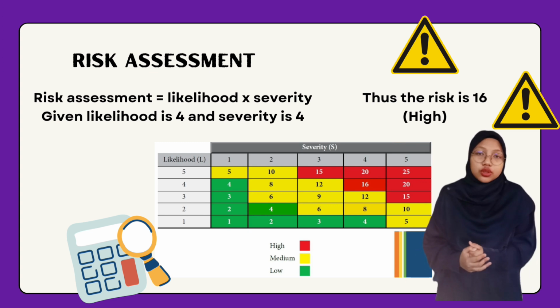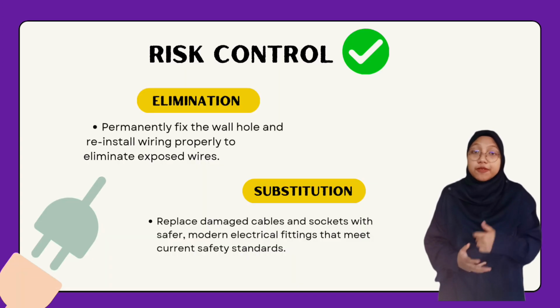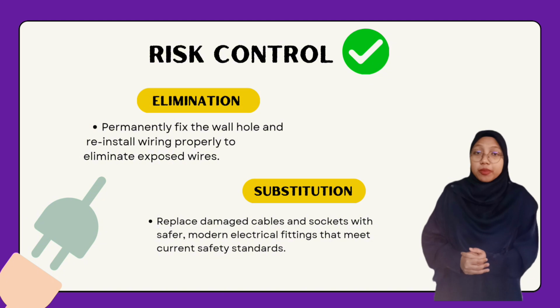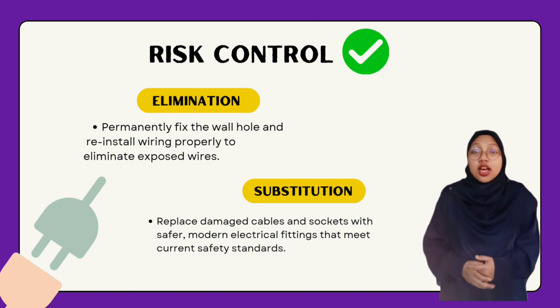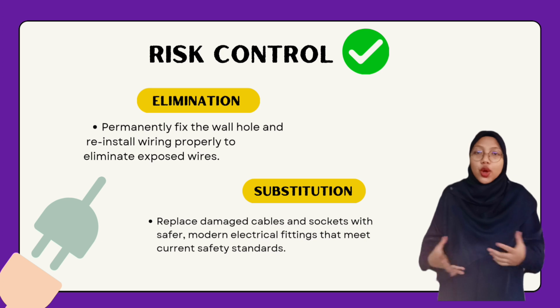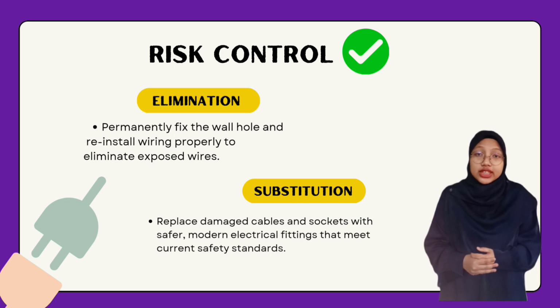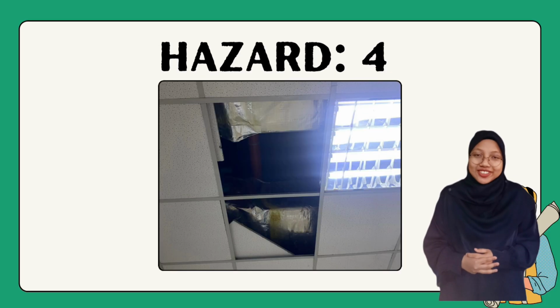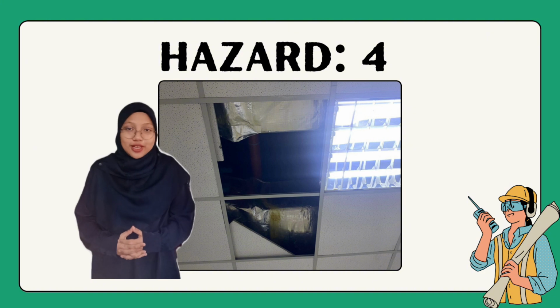Lastly, for risk control, we can use elimination: permanently fix the wall hole and reinstall wiring properly to eliminate exposed wire. Next, we also can use substitution, which is replace damaged cable and socket with safer modern electric fitting that meet current safety standard. Next, I will proceed to hazard number 4.